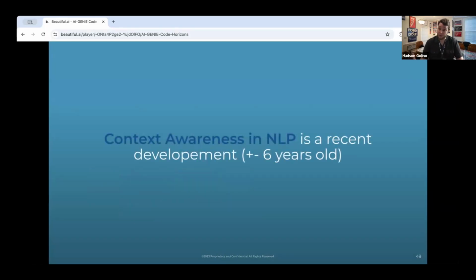So context awareness was a huge problem in natural language processing from the 1950s up until around 2017, 18, and 19, with the proposition of the transformer model architecture of deep neural networks by Google. So context awareness in natural language processing is a very recent development.